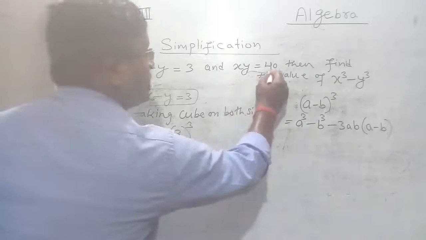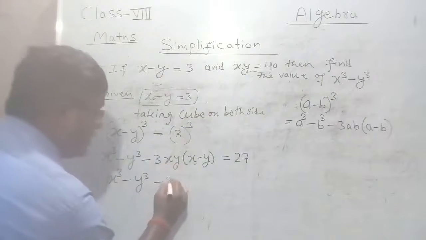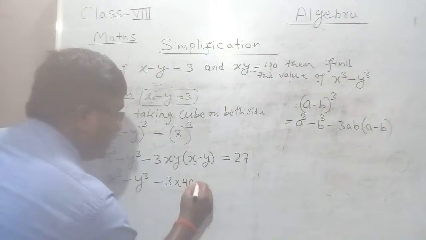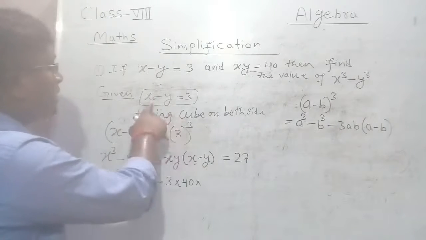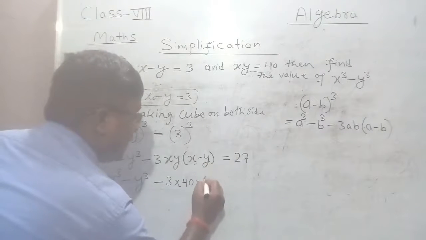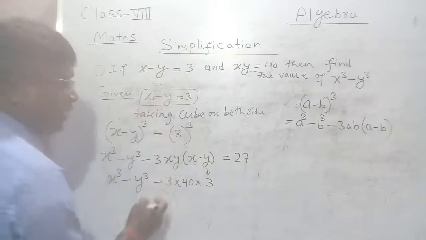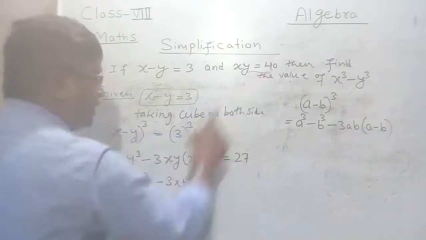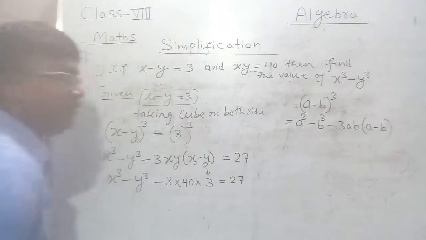After this we will put the values. What is the value of xy that is given in the question? That is 40, so in place of xy I will keep 40. And what is the value of x minus y? x minus y is equal to 3. So in place of x minus y I have written 3, and xy is equal to 40, as given, equal to 27.